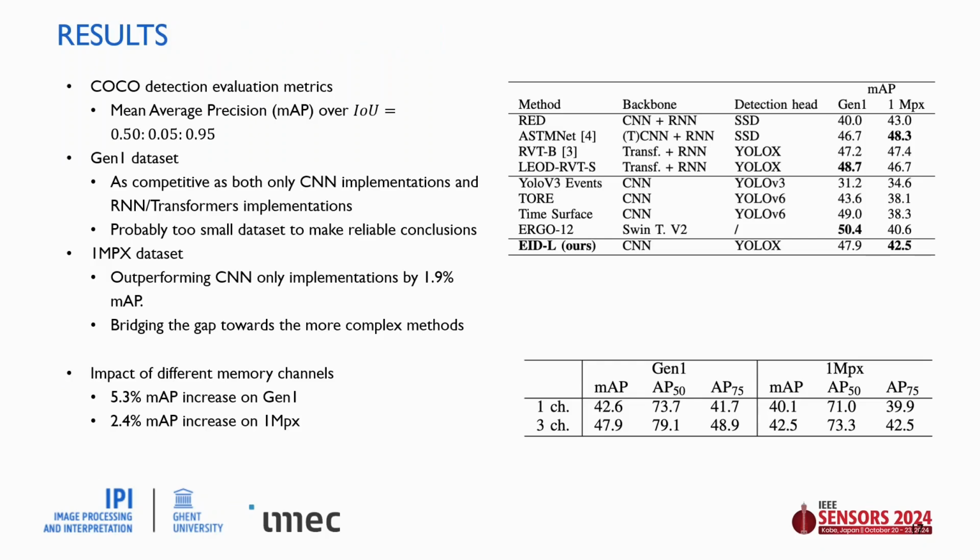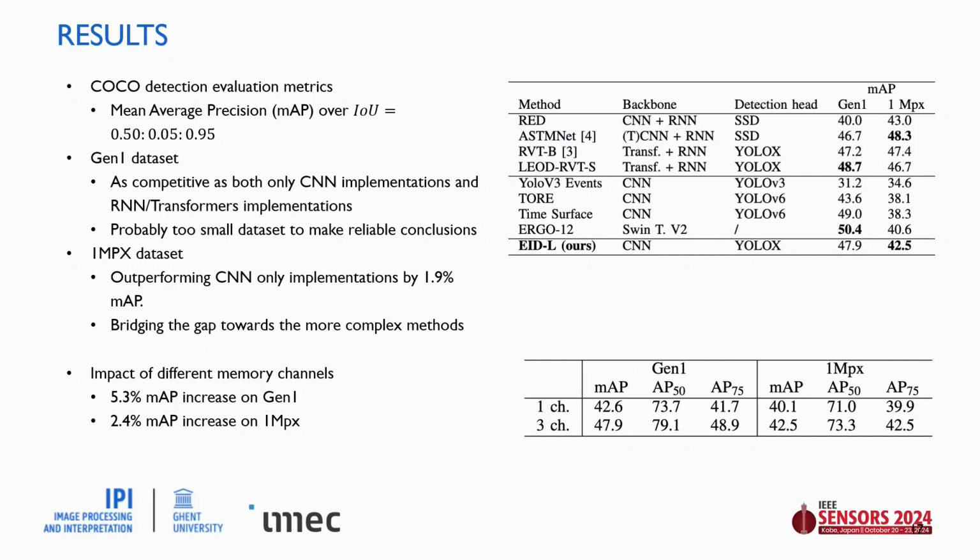And then after retraining the YOLO detector, we can compare our performance to the current state of the art, for which we use the COCO evaluation metrics. On the Gen 1 dataset, we obtain a performance which is more or less similar compared to the current state of the art. And on the 1 megapixel dataset, we outperform the feed-forward representations, but not the current state of the art, which uses the more optimized event representation.